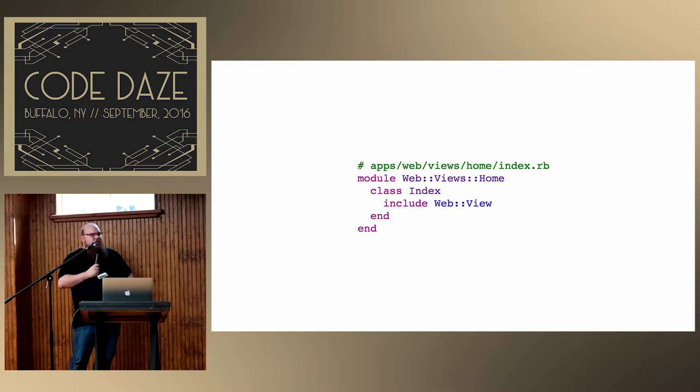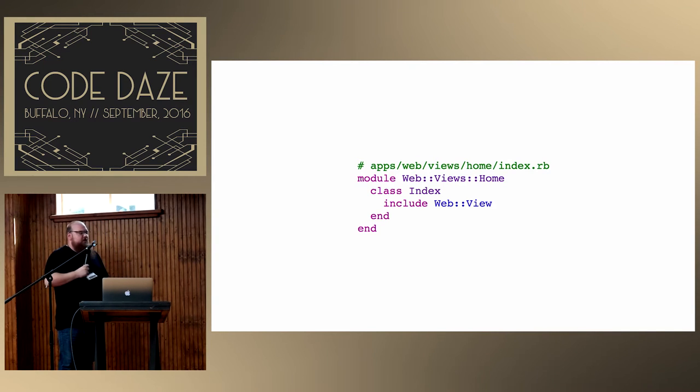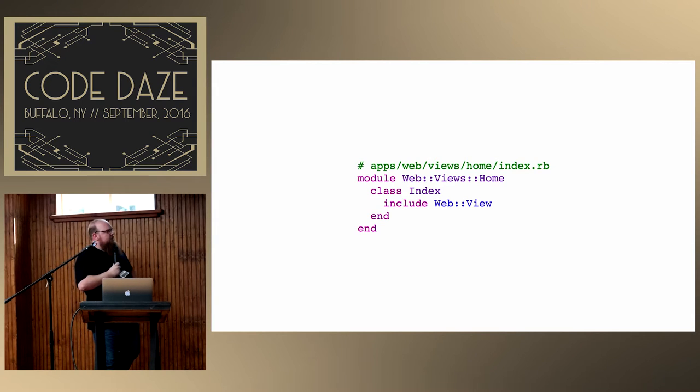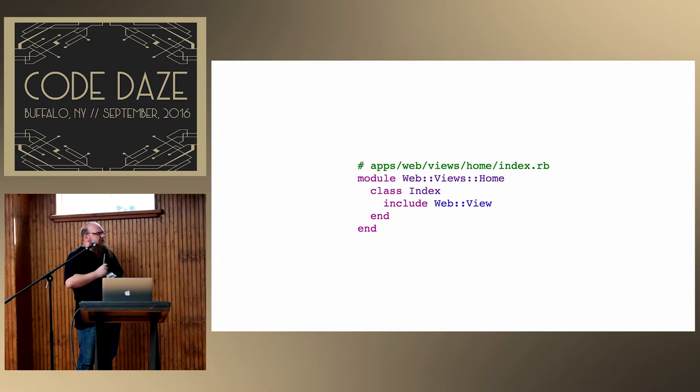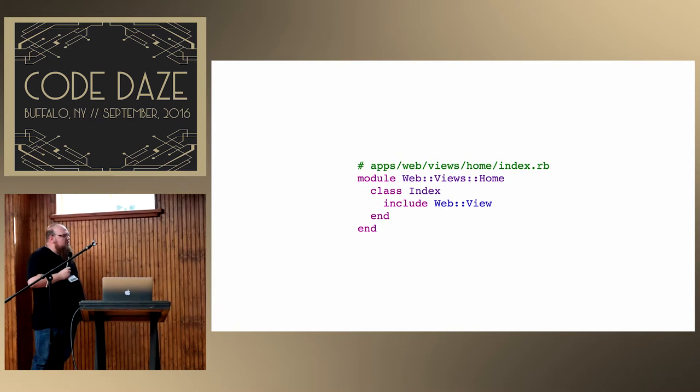Once again, I said we compare it to Rails a lot. So in Rails, we would just have a template, and it would be at the home directory, index.html.erb or haml. But here we actually have another class. So it follows the same kind of structure: views, home, index class, namespace web, views, home, module. And then we're including Web::View.